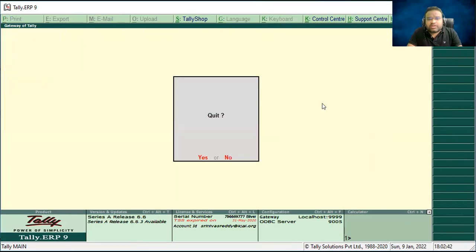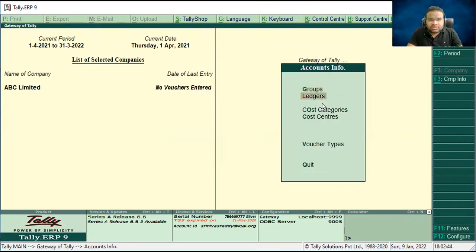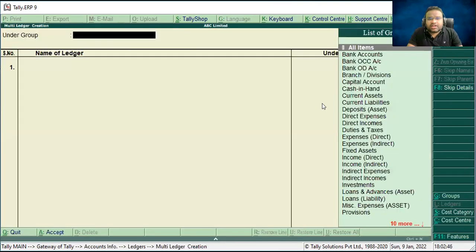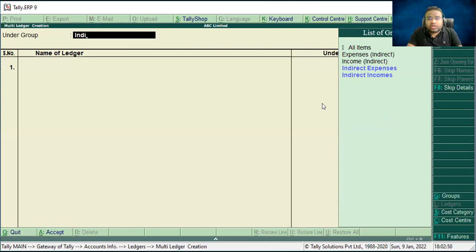Okay. First, let me create a few ledgers. Multiple ledgers I'll create directly under the head indirect expense. Because on the other day we discussed, for example, you have 5 retail outlets. So let us assume 13,000 retail outlets. Keeping a repairs and maintenance ledger for each of 13,000 retail outlets means you need to create 13,000 ledgers. Not possible, right? So first I'll create general ledgers, which are required for financial accounting.